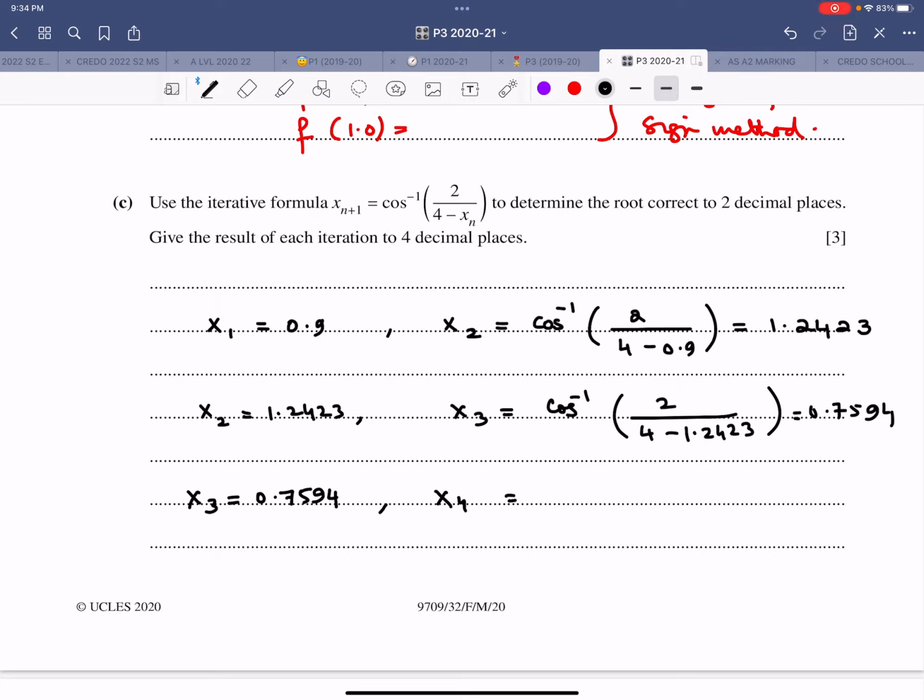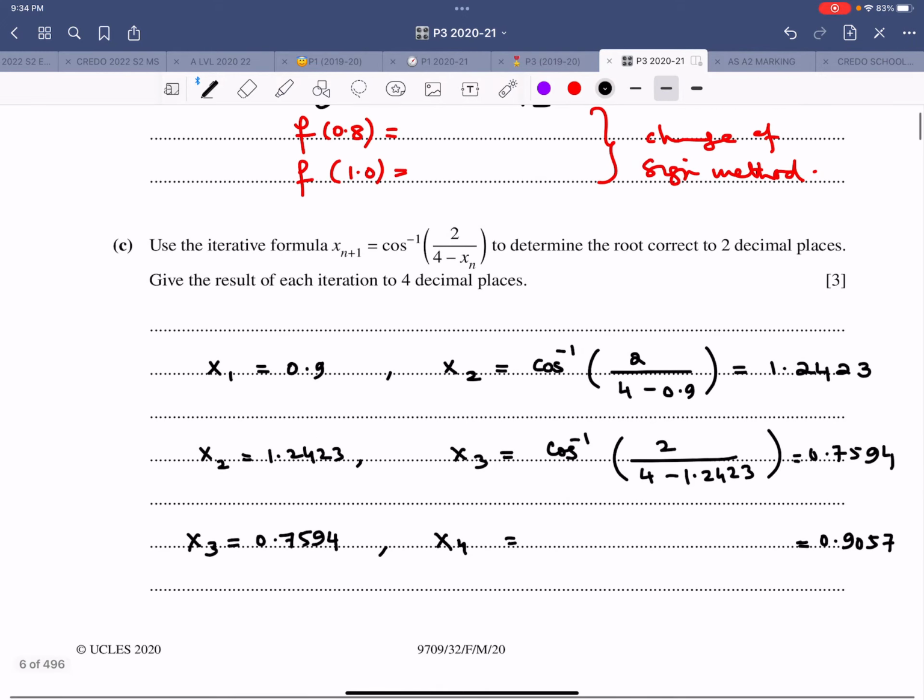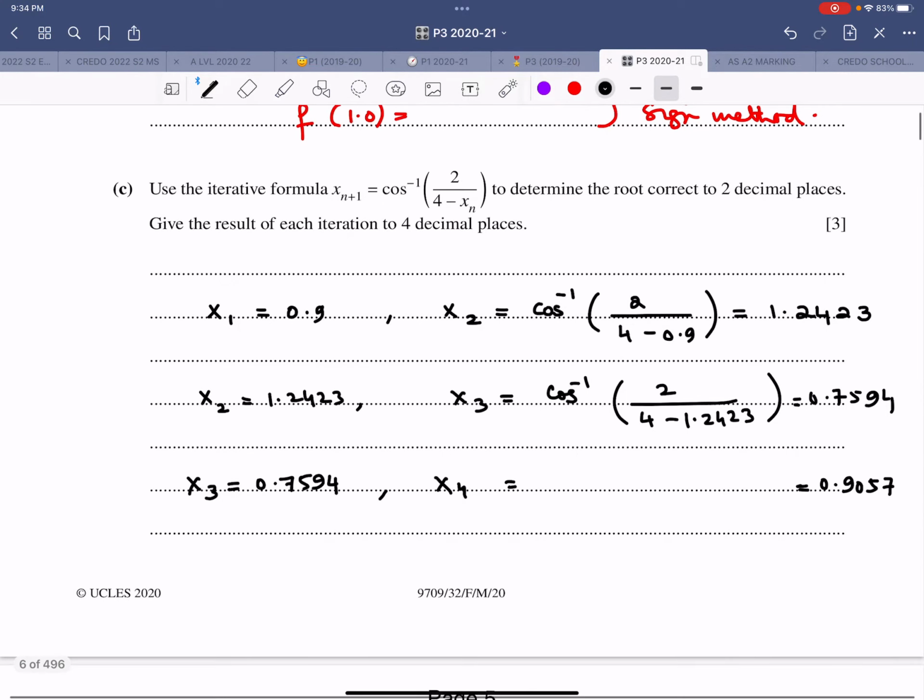So therefore this thing comes out to be 0.9057. We started with 0.9, it jumped to 1.24, then 0.75, then 0.9057. One more step to be done. So let's see. 4 minus this value, 0.9057, and then reciprocate, and then multiply by 2, and then cosine inverse. So this is 0.8680.